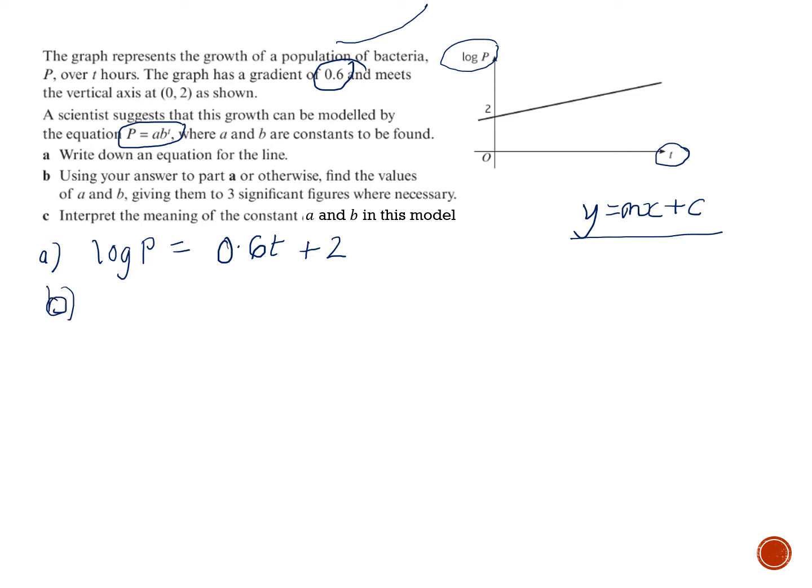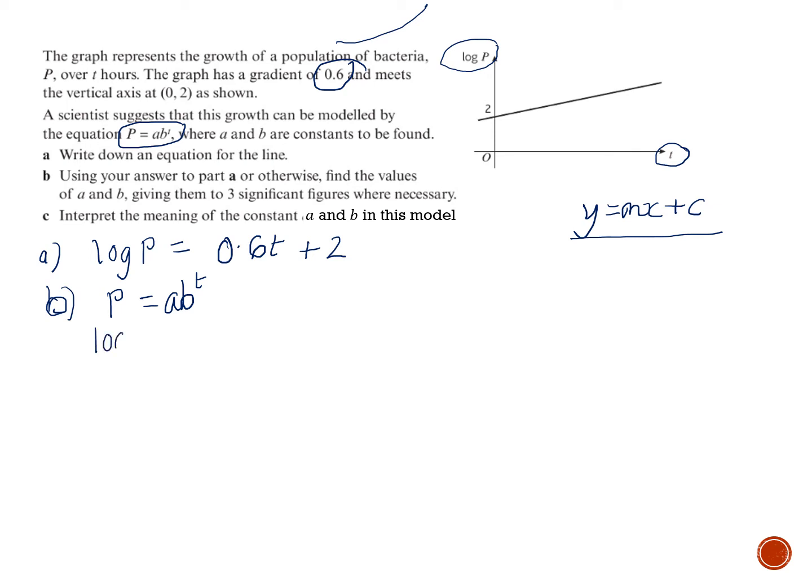Now what we're going to do is, it says using the answer to part A or otherwise. So what that means is you can do it in a different way if you want, but usually when they say use your answer to part A, that's going to be the easiest way to do it. Okay, so we want to find the values of A and B. Well, let's take our original equation that we've been given with A and B in, and let's make it look a little bit more like the one that we got in the answer for part A. So let's take logs of both sides.